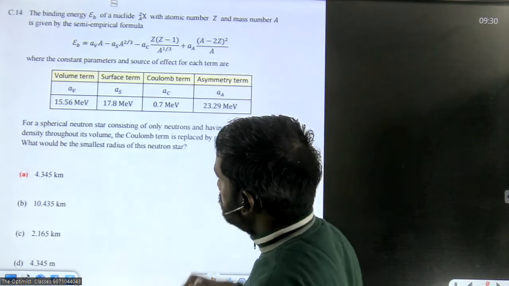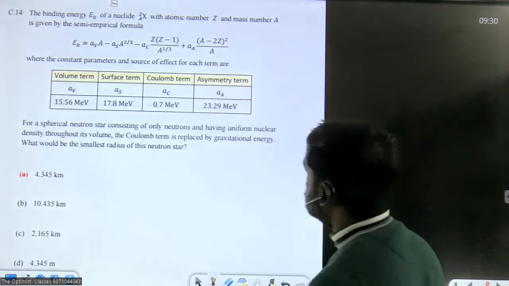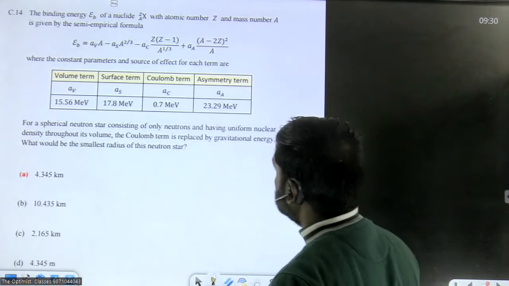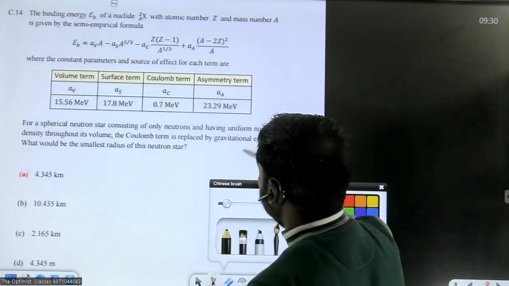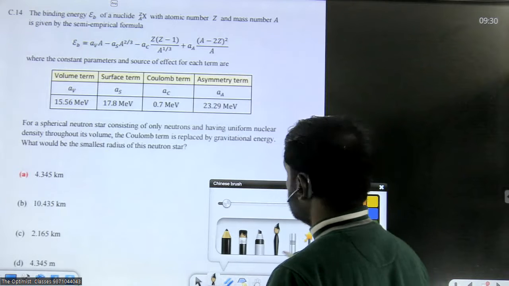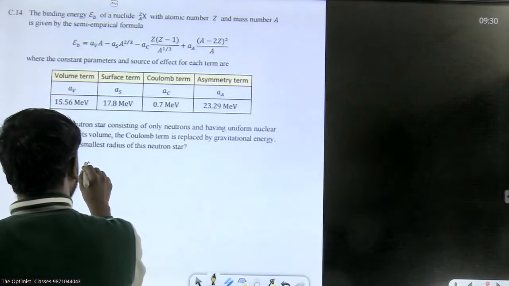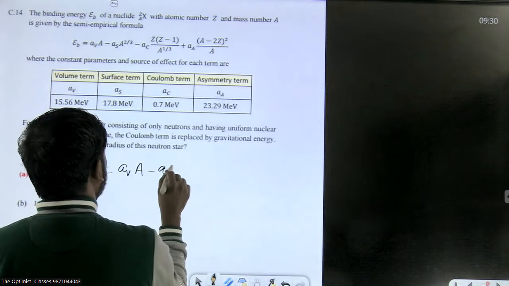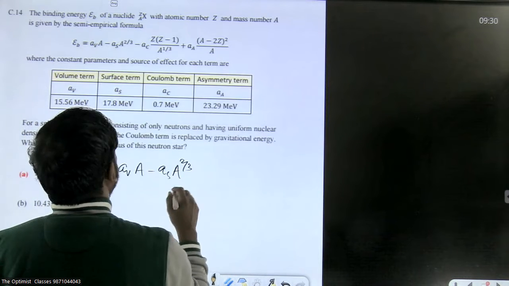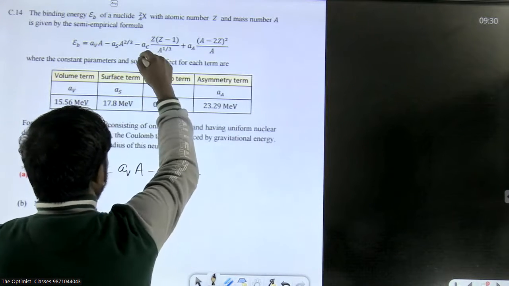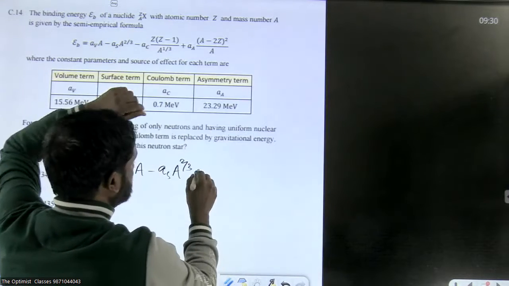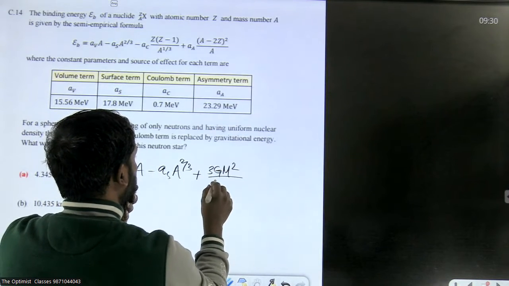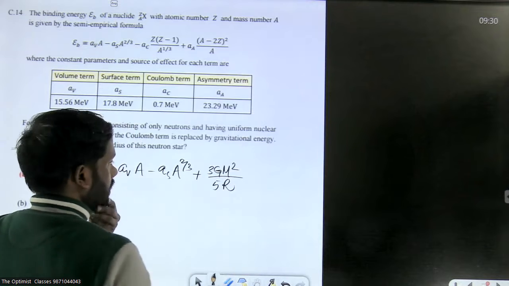Now the question says, for a neutron star consisting of only neutrons having uniform nuclear density throughout its volume, the Coulomb term is replaced by gravitational energy. So now we have to replace the Coulomb term by gravitational energy. Therefore the binding energy formula will be something like this: AV·A minus AS·A^(2/3), minus this term. The Coulomb term gives a negative term, but if you replace it by gravitation, it will be 3Gm²/5R. This is the gravitational term.